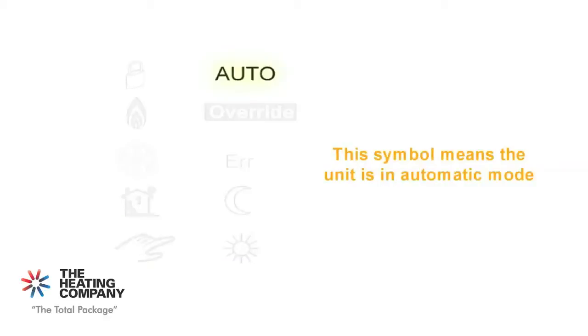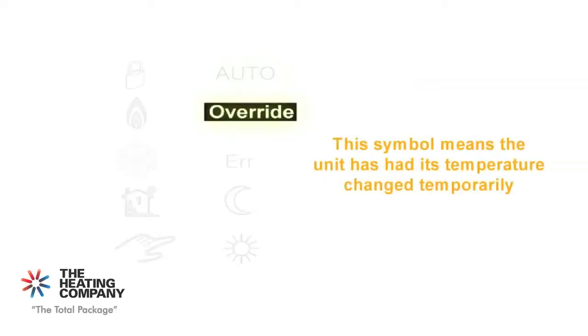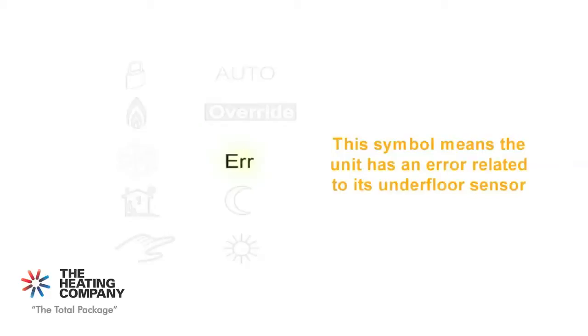The auto symbol means the unit is operating automatically using its preset timer. The override symbol means the unit is temporarily operating at the temperature you have selected, and it will automatically go back to its scheduled temperature when the next programmed switch on or switch off time occurs. The ERR symbol means the floor sensor has an error and is faulty or not connected properly.